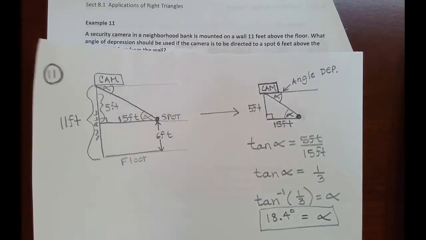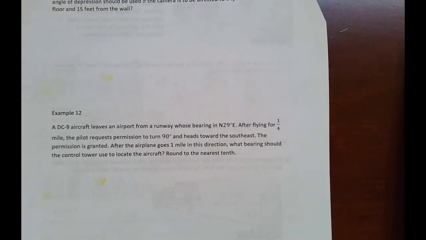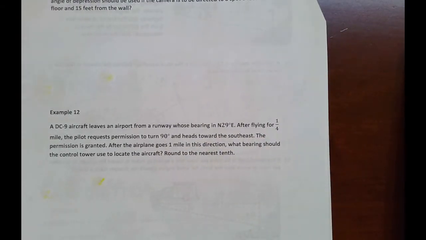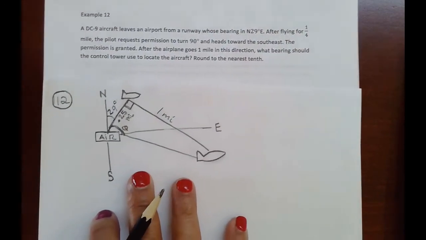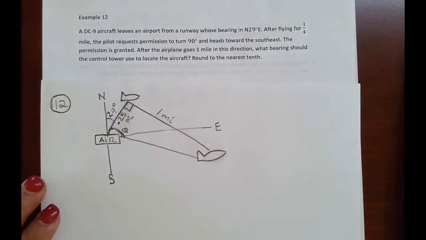Number 12. Okay, problem number 12. It says, an aircraft leaves an airport from a runway whose bearing is north 29 degrees east. After flying 1/4 of a mile, the pilot requests permission to turn 90 degrees and head towards the southeast. Let's stop right there. I'm going to give you a diagram where I have begun to draw the situations that are spoken about in this problem, just so you can look at the words and what I'm drawing here.